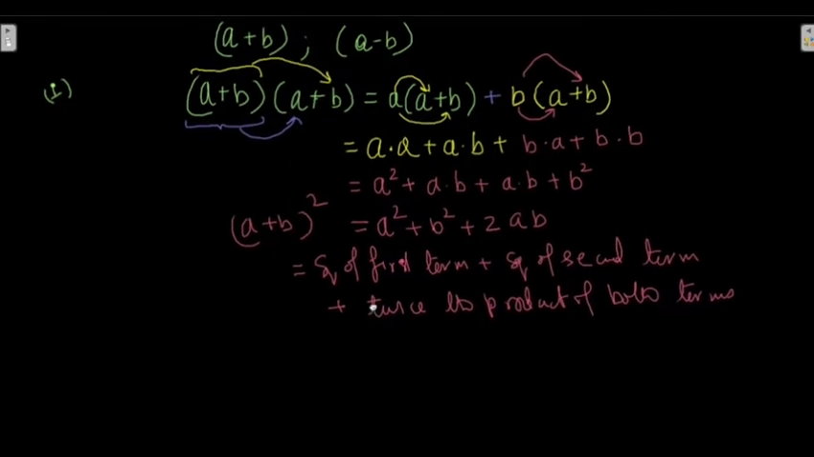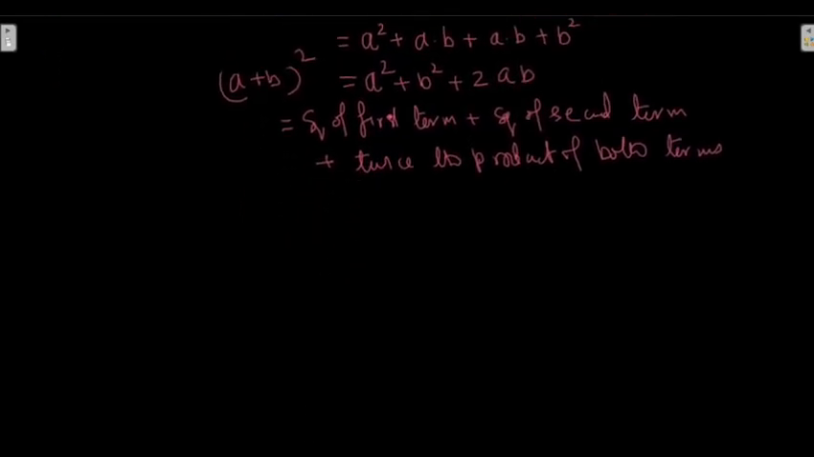Now we'll take a couple of examples. Let's say you have a binomial, say 3x plus 9 whole square. Straight away in one line we can write 3 square, which is 9, x square, which is x square. Plus the square of the second term. What is the second term? 9. So the square of 9 is 81.